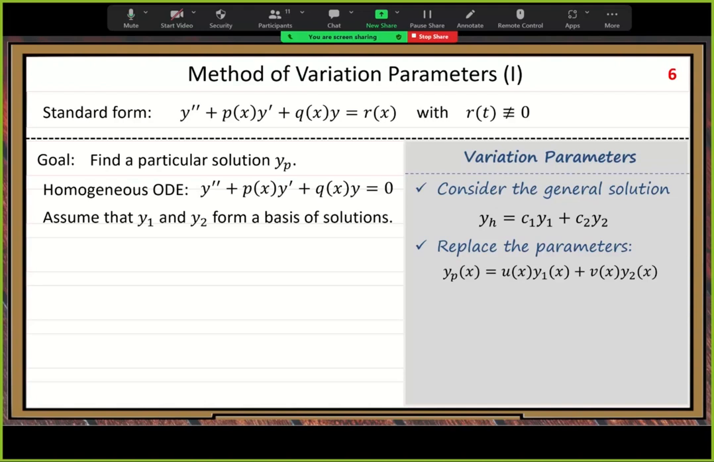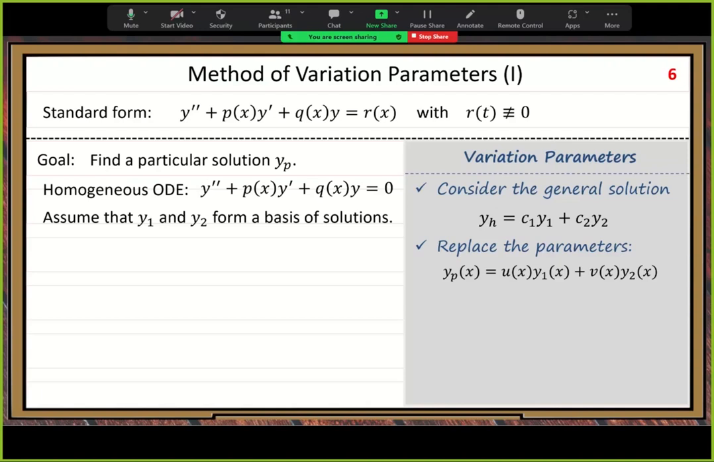First, we know the U function and V function are more general than two constants, because a constant you can treat as a special U function or special V function. U and V could be very complicated functions, so you have much more freedom. When you have more freedom, you can do more, right? Here we want to do more, because here we want this YP.